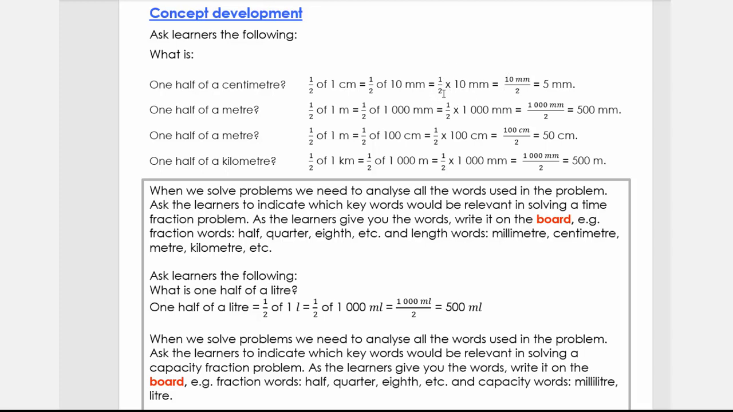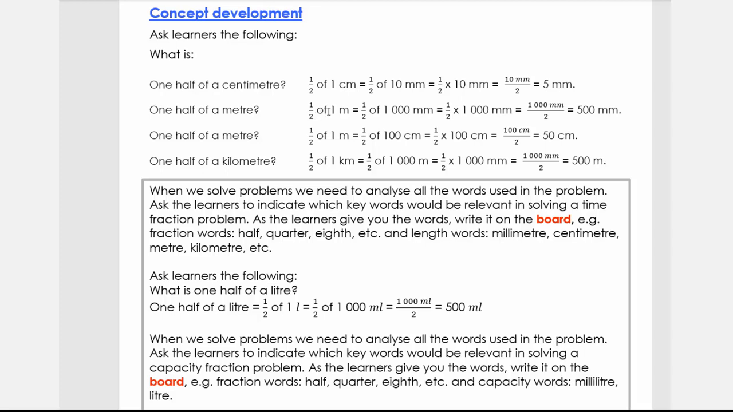You will see I skip a step here because by now it's easier for you and you understand that we need to multiply the top numbers and then here we have an imaginary 1 at the bottom. So when we divide 10 millimeters by 2, we get 5 millimeters. Let's look at the next one, 1/2 of a meter.